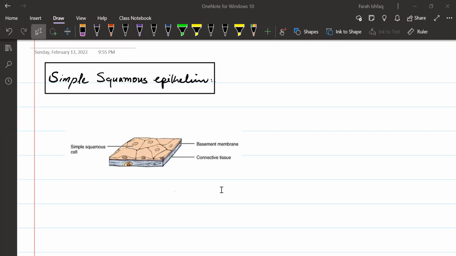Assalamu alaikum students. So today we will discuss the simple squamous epithelium.